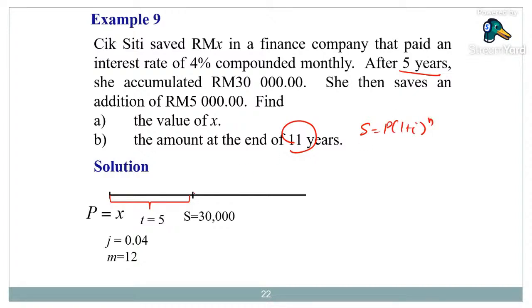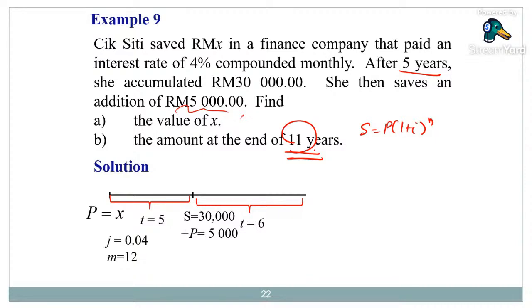Okay, tapi sekarang ni dia kata pula selepas tu dia tambah lagi 5,000. So in timeline principal kita 30,000 is the future value for the first part of the investment. Tapi untuk the second part of the investment, the future value akan jadi principal. Lepas tu tambah lagi 5,000. So the principal untuk investment yang seterusnya adalah 35,000 selama 6 tahun. Sebab kita nak cari the amount at the end of 11 years.